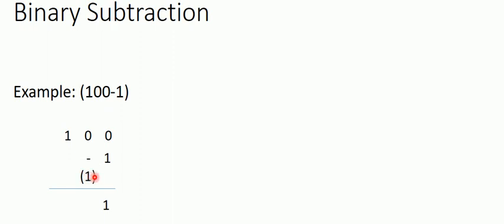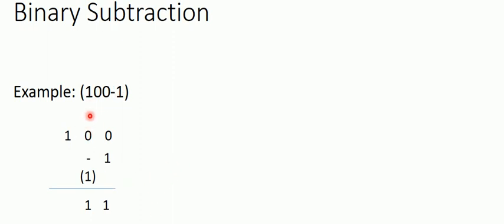Now subtracting 1 from 0 is not possible, so we also add 1 here as a borrow. So when we add borrow 1 here, our number becomes 10. Now subtracting 1 from 10, we get a difference of 1, and we have a borrow 1 here.